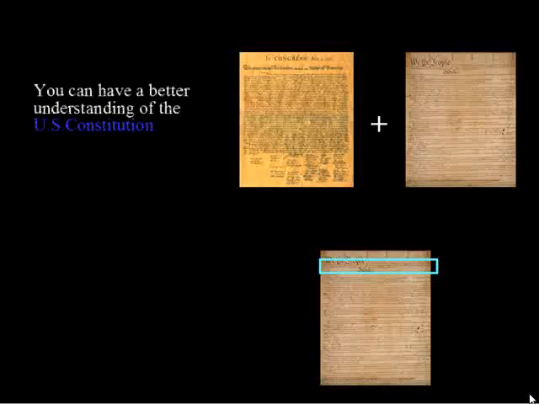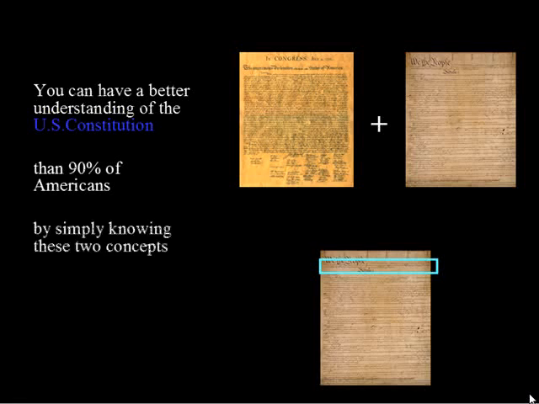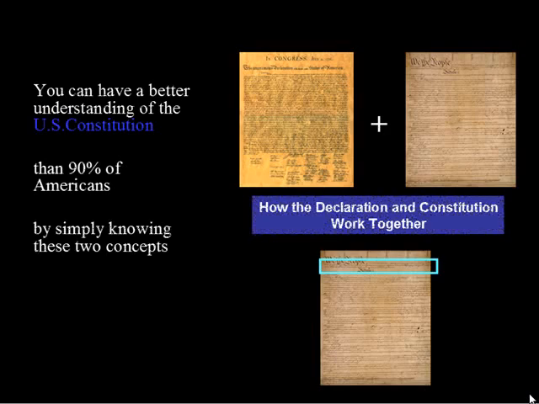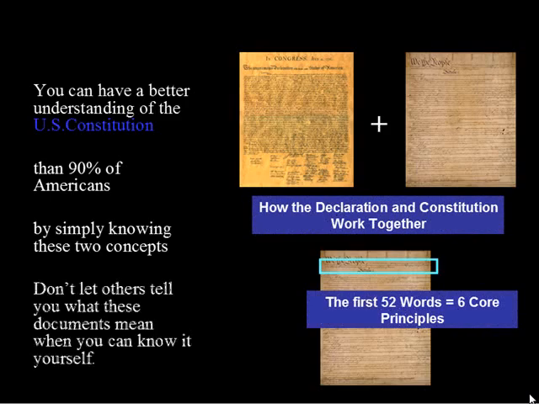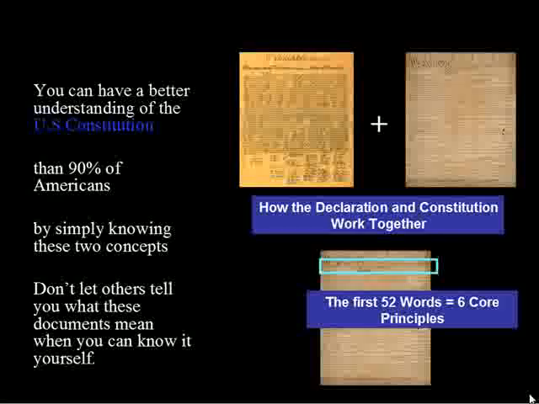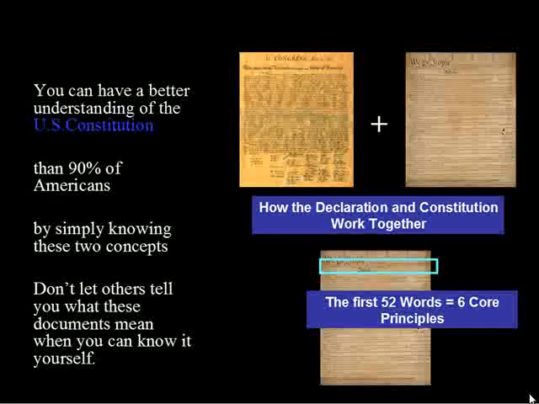And so you can have a better understanding of the Constitution than 90% of Americans if you master these concepts by simply knowing these two concepts of how the two documents work together, and then the fact that the first 52 words of the Constitution form its core. Don't let others tell you what these documents mean when you can know it for yourself.